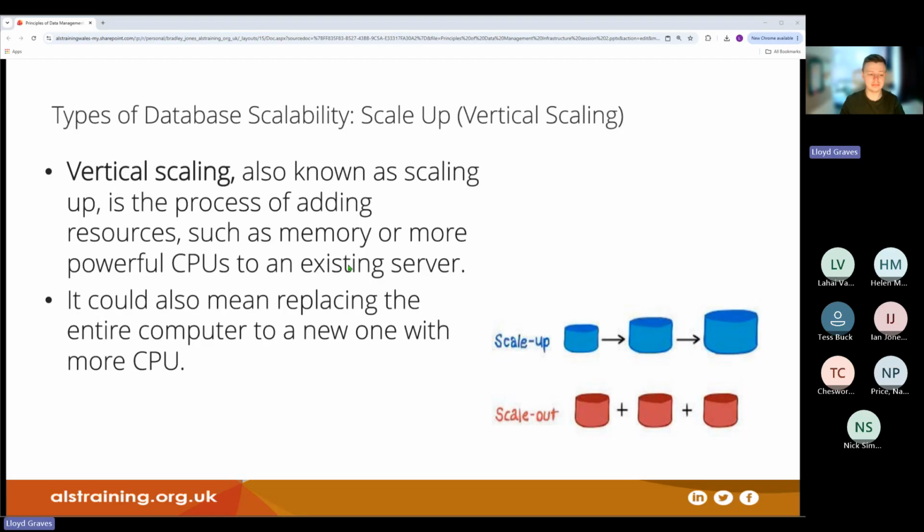It could, like I say here, also mean replacing the entire computer with a new one with more CPU. So scaling up isn't just taking one device and adding more to it, it could be that you're replacing a device with something more powerful. If you've got a server the organization uses, and you need more memory and more performance, it may be a case that you completely scrap the server and get a new one in. So those would be examples of vertical scaling or scaling up. It's focused on hardware, and it's about replacing hardware or adding to existing hardware. That's generally how it works.